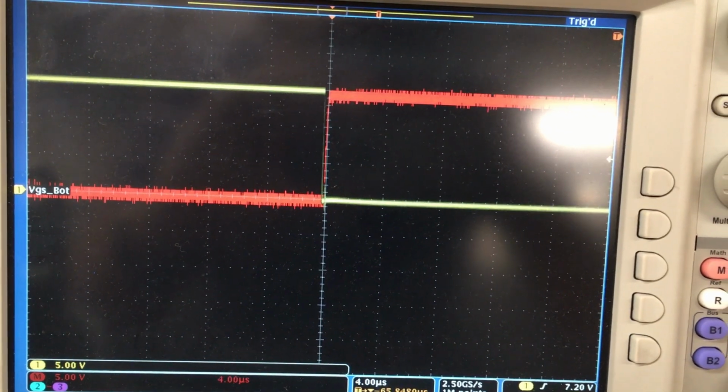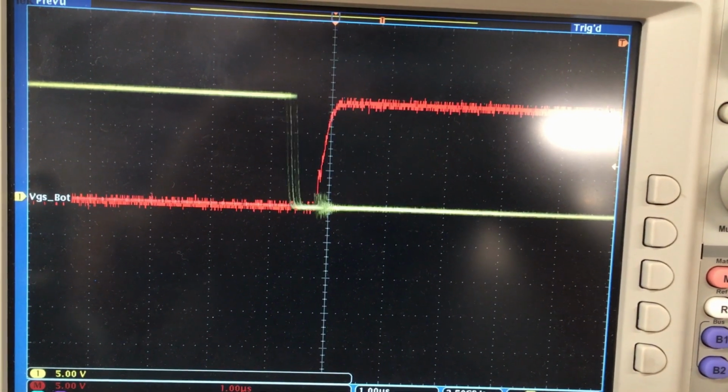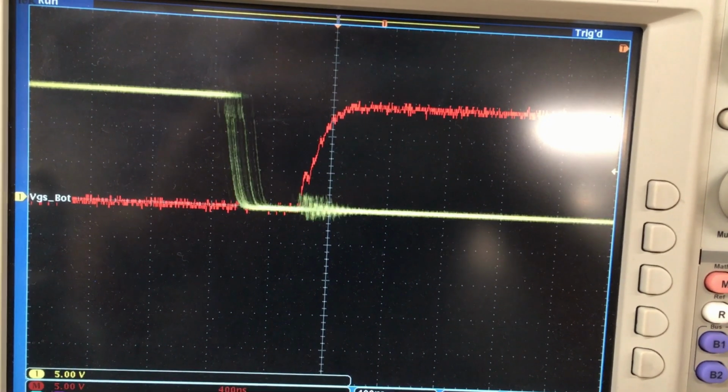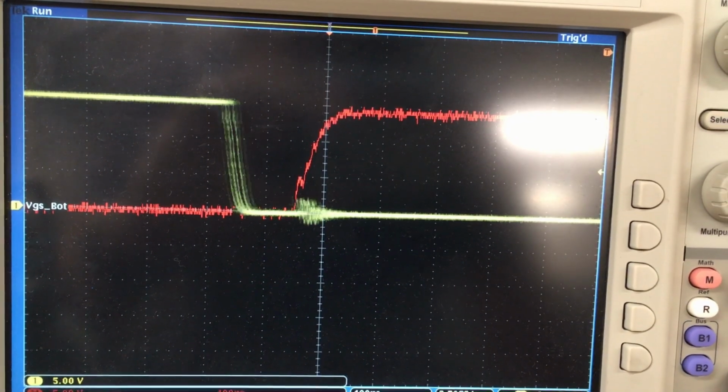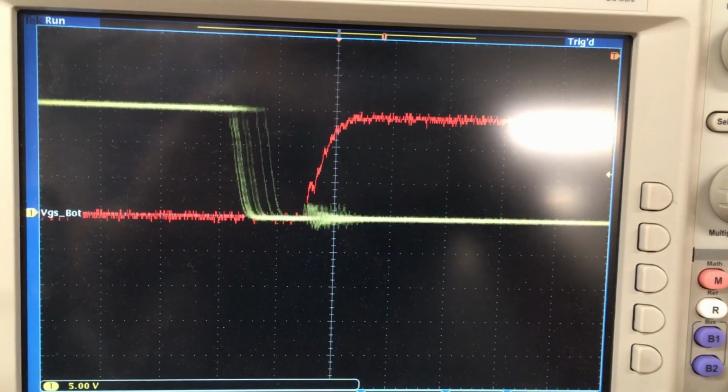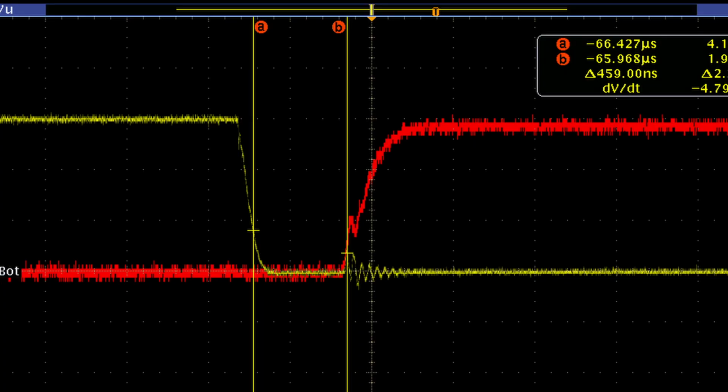An important feature built in the gate driver is the dead time between the switching signals. From the datasheet, it can be seen that we can expect a dead time of 520 nanoseconds. When we measure this, we get a dead time in the same ballpark as shown, about 450 nanoseconds.